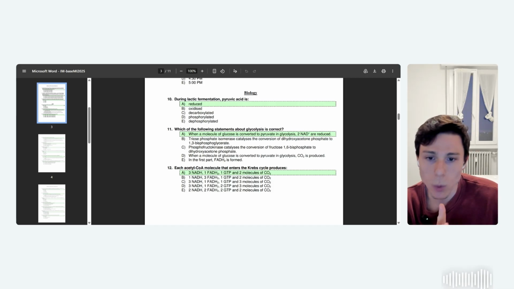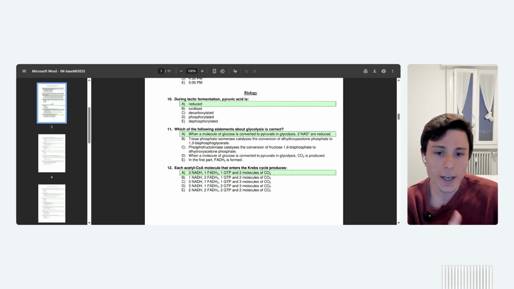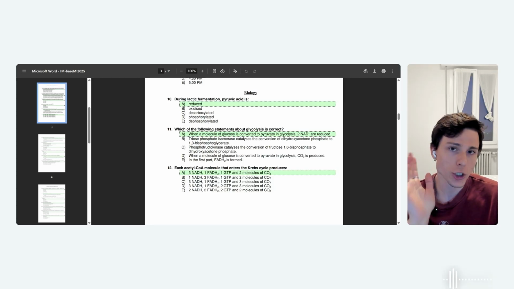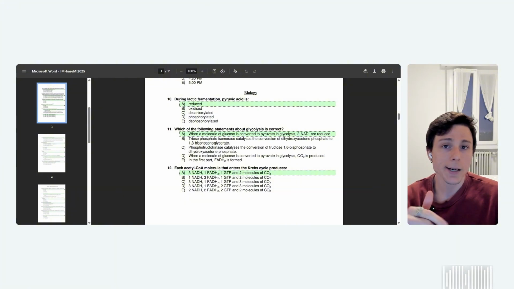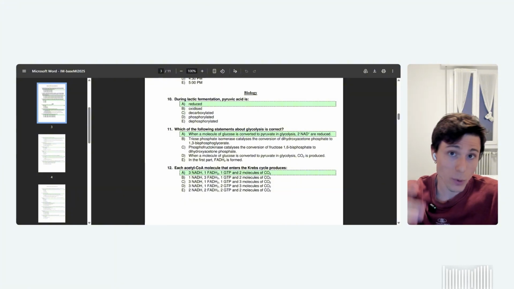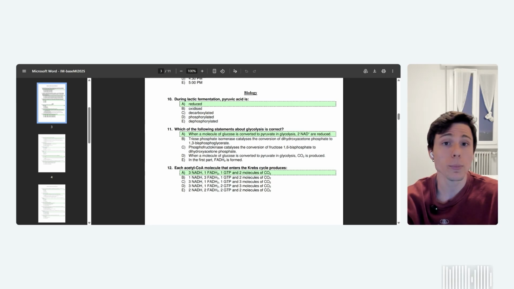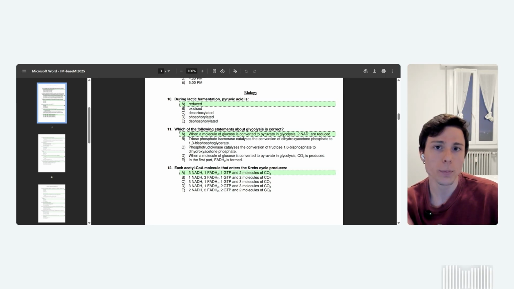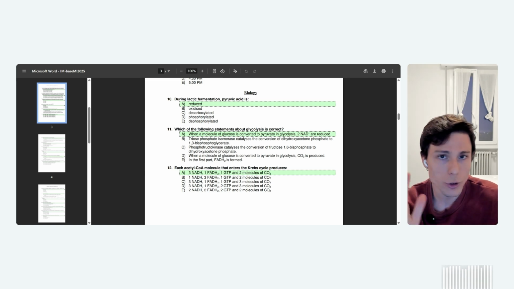Third question here, 12. This is the third in a row. We did not talk about the Krebs cycle yet, so I will just leave this aside, but it's the same topic of bioenergetics. Our next video will talk about this. But once again, it's a question that requires you to remember the proportions, the amounts of byproducts that are produced in the final reaction. So there's not much of a secret here.